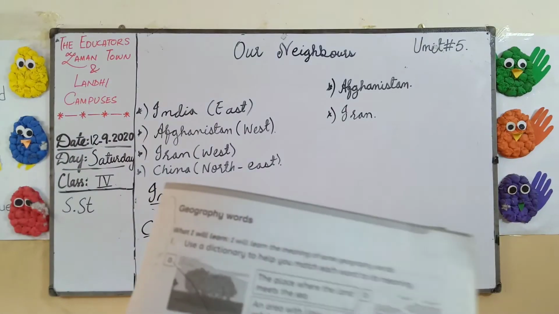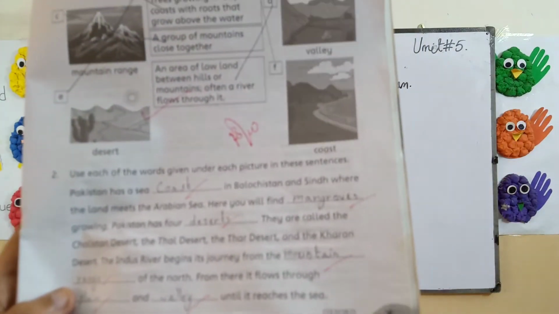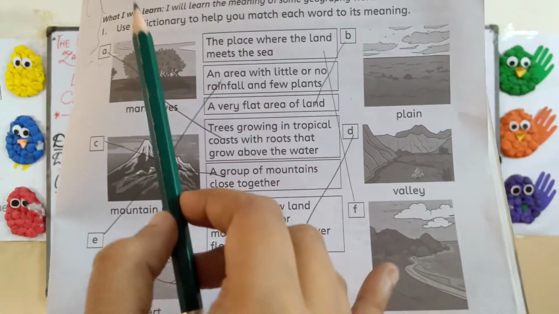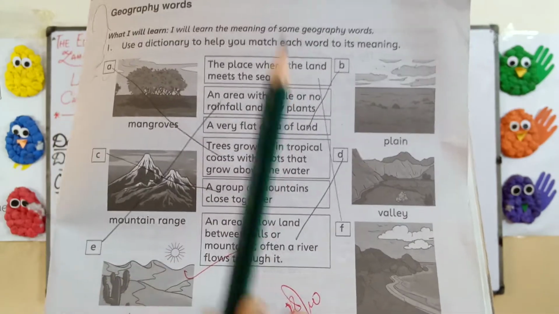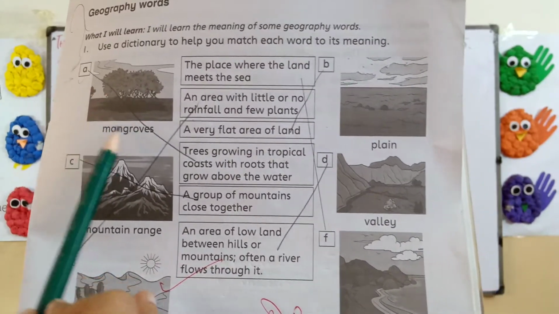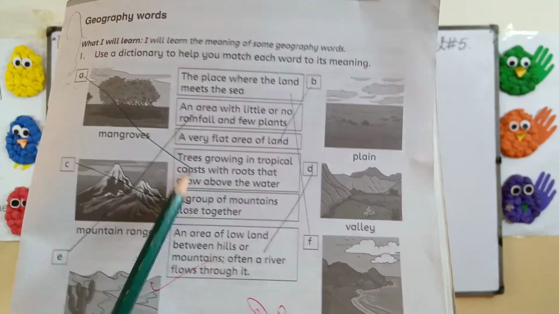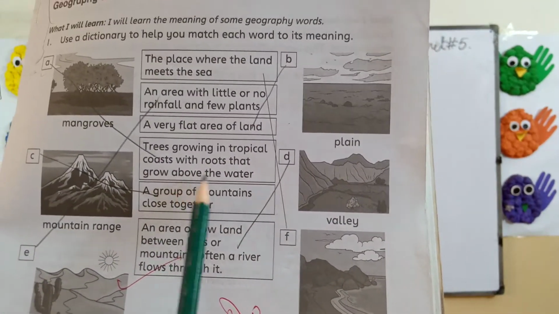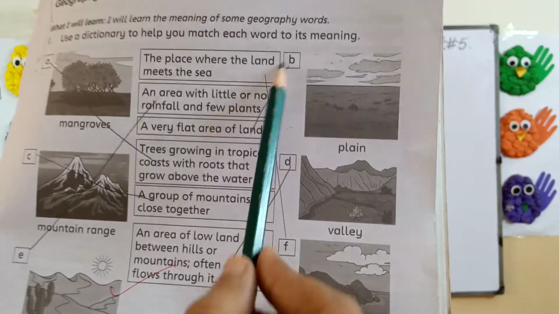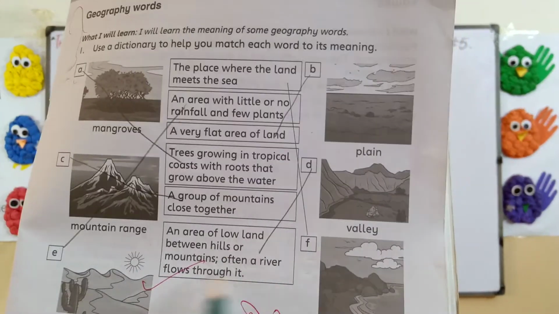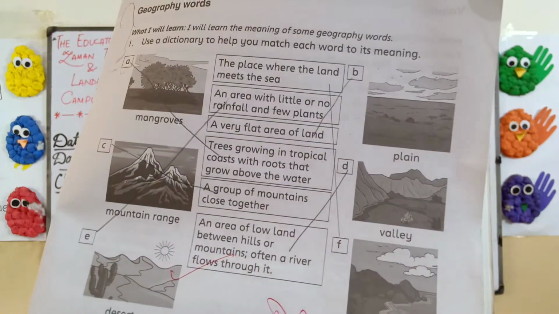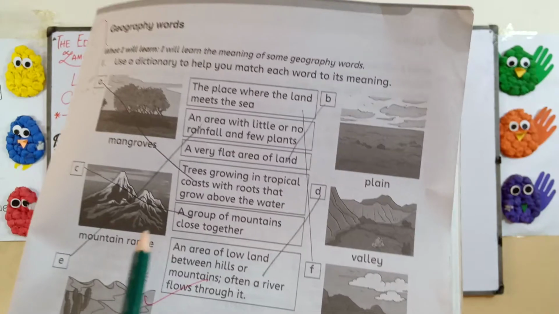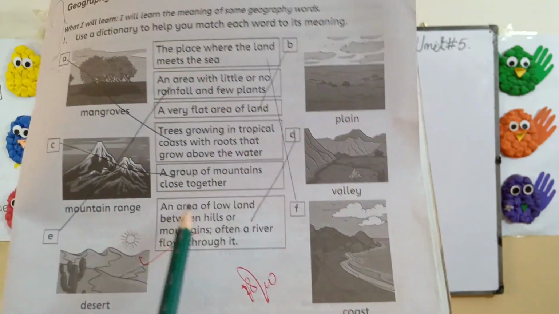Now turn the page number 25. Okay, after this what will you do? You will do the matching. Now for example, here is a picture of mangroves, and you will match it with trees growing in tropical coast with roots that grow above the water. Now the remaining ones you will solve like this. You will just simply match with, for example, mountain range. So you will simply match with whichever one is the correct one.